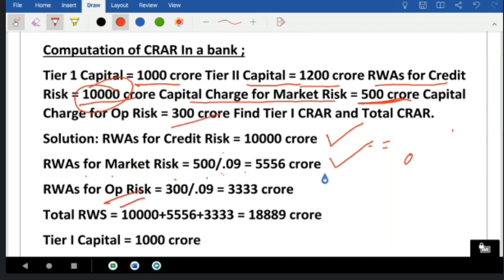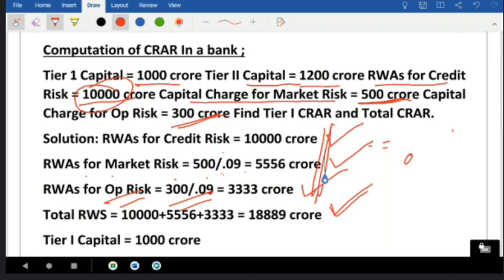RWA for operational risk, 300 is the capital charge, so capital divided by 0.09 gives 3,333. Okay. What is total RWA? You add all these three, so we got the denominator part. I told you the formula: capital divided by the sum of all risk RWA. So we got all these three RWA.